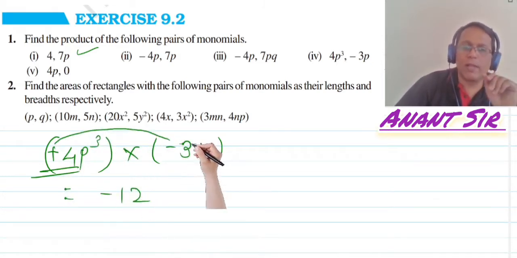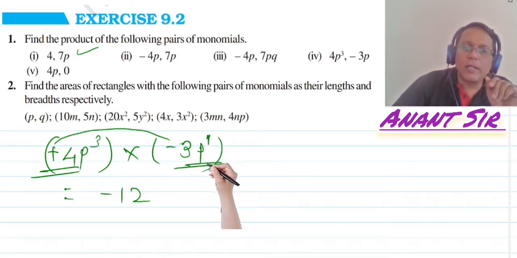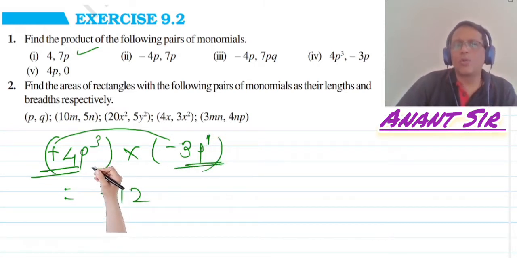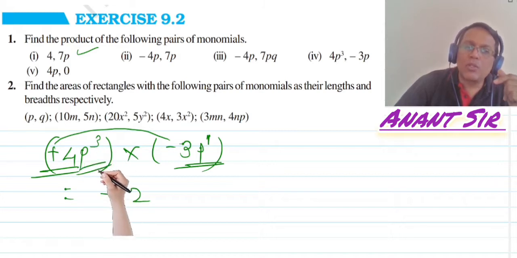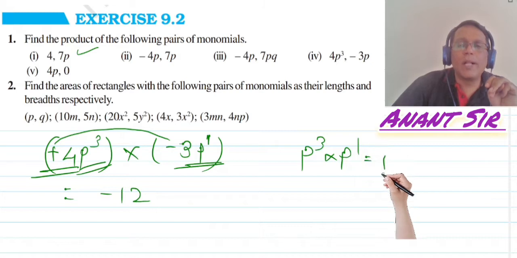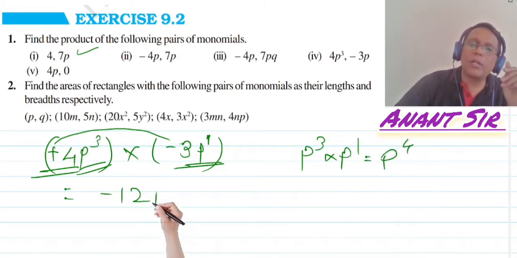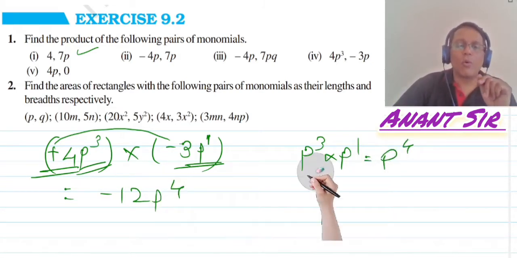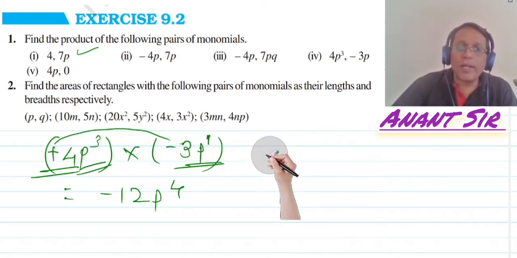Fourth is 12. What is the power of p in the second term? It was 1, as there was no power. And what is the power of p in the first term? P raised to 3. So when the base is same and there is multiplication, we add the power, so it becomes p raised to power 4. So this is our final answer, friends, for the fourth question.